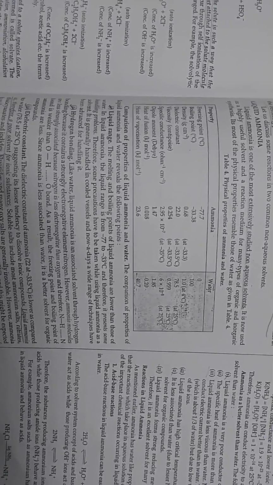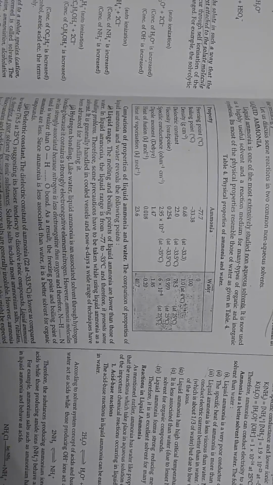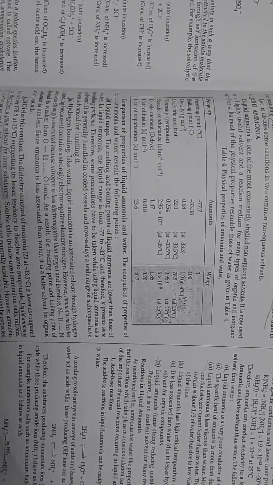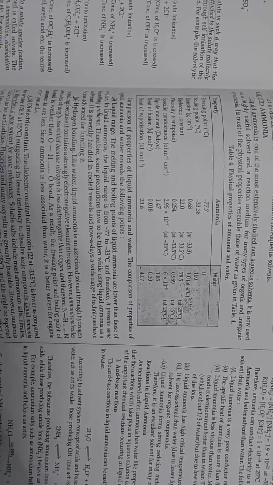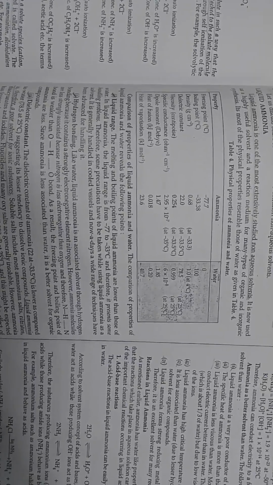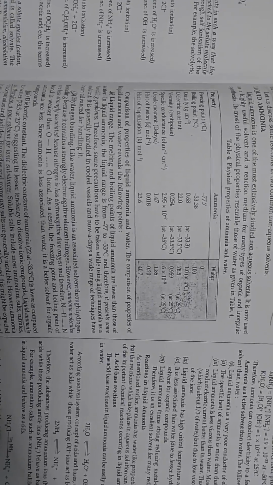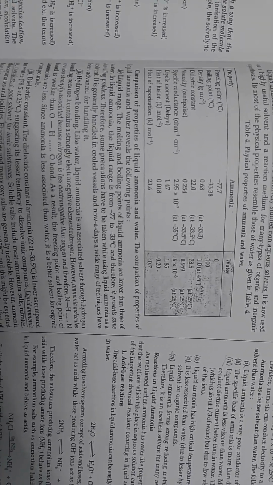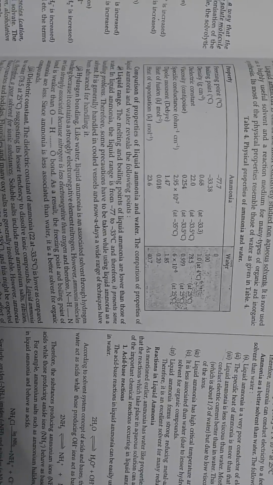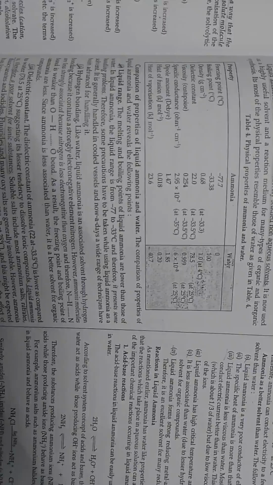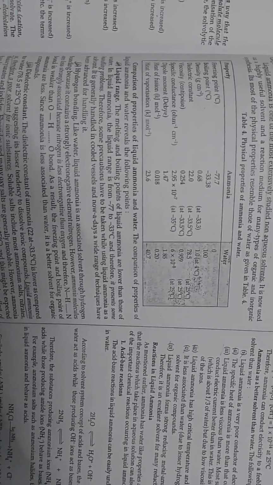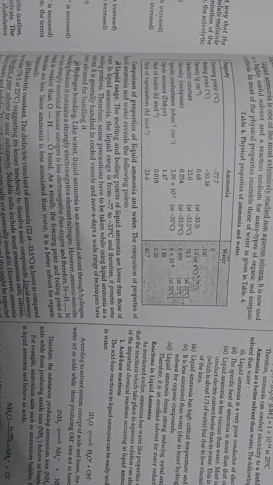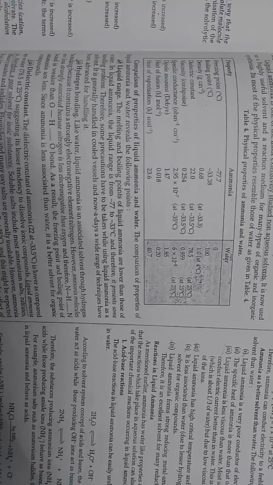Density 0.68 at minus 33.3, 1.0. Dielectric constant 22.0 at minus 33.5 degrees Celsius, 78.5 at 25 degrees Celsius. Viscosity in centipoise 0.254 at minus 33.5 degrees Celsius, 0.959 at 25 degrees Celsius. Specific conductance in ohm inverse centimeter inverse 2.95 into 10 raised to power minus 7 at minus 35 degrees Celsius, 6 into 10 raised to power minus 8 at 25 degrees Celsius.